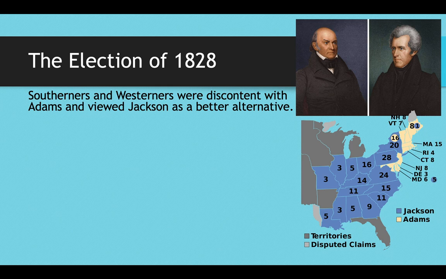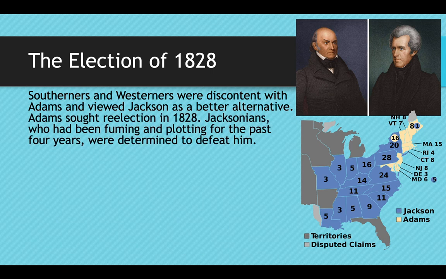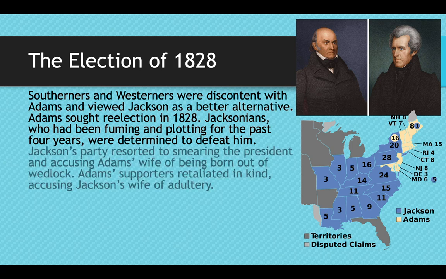So Jackson ran again in 1828, and he won a landslide victory against Adams. They were the only two candidates this time, unlike in the election of 1824, where there were four candidates. Adams and Jackson both ran a very dirty campaign again. Jacksonians had really been fuming and plotting for the past 4 years, determined to defeat Adams and get their guy Jackson in there, who they believed deserved to be in the White House all along.